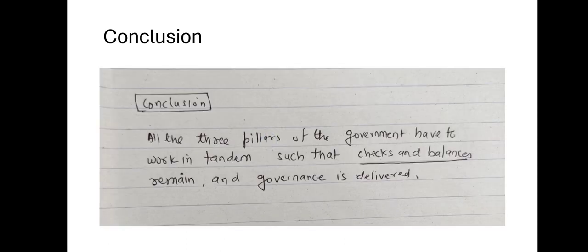Fine. In conclusion, we should say that a balance has to be maintained. Checks and balances have to remain, and all three pillars of the government have to work in tandem, such that governance and justice are delivered to the masses.